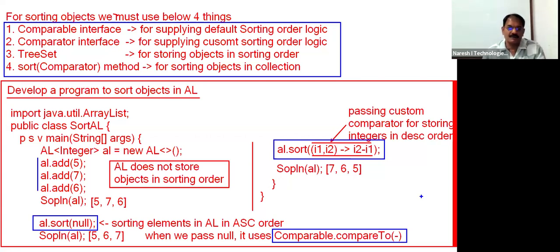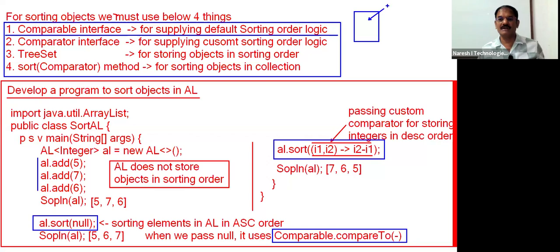So with this, we strongly understood sorting related concepts in our Java. Whenever you want to sort, you have to check the class is implementing comparable. If not, you have to write your own class implementing comparator for comparing this class objects, and then create tree set class objects to store. Or if already you have objects in normal collection, you have to pass this custom comparator to sort method. With this, we understood sorting logic thoroughly.